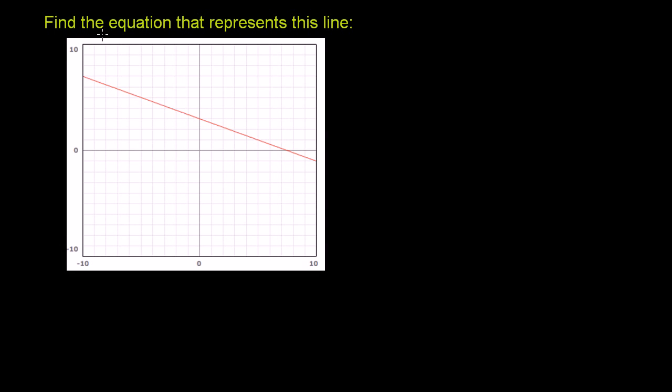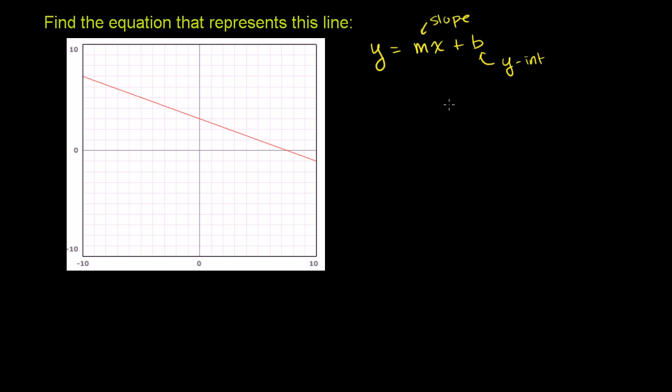We are asked to find the equation that represents this line. And the easiest type of equation to find, based on just being given a line, is an equation in slope-intercept form, which is y is equal to mx plus b, where m is the slope, and b is the y-intercept, the y value of the coordinate where our graph intersects the y-axis.